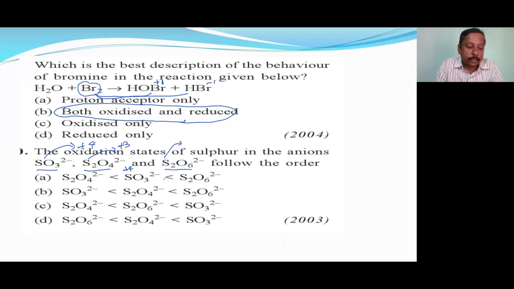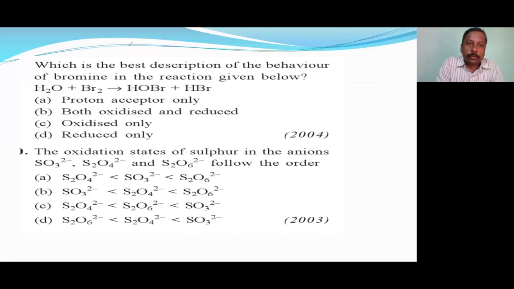So the highest will be in S2O6. Then the second highest is SO3 2 negative, and the lowest is S2O4 2 negative. So the answer will be A. What is the answer? The answer is A. Okay, now let us see the next question.